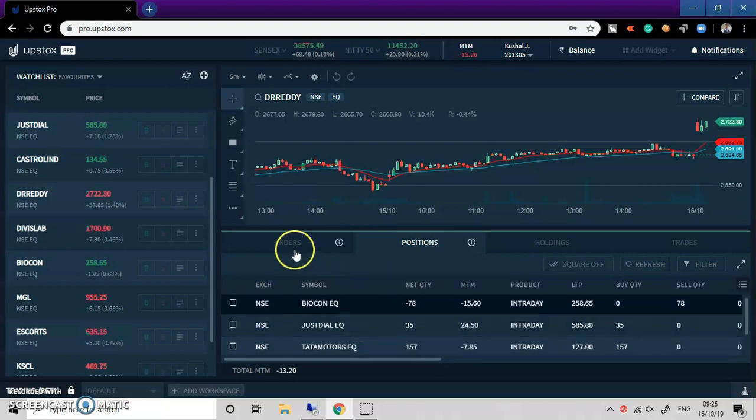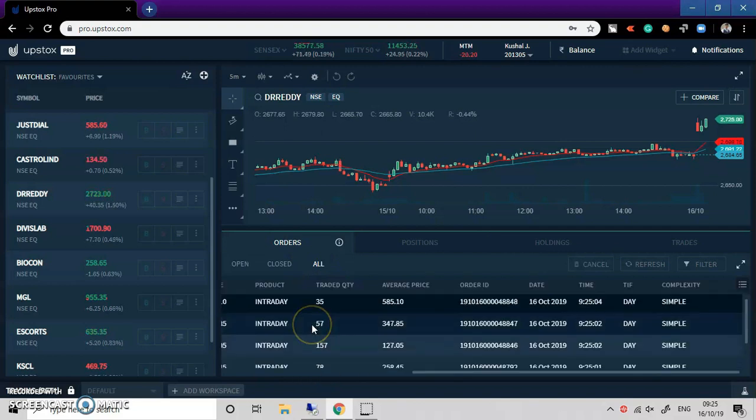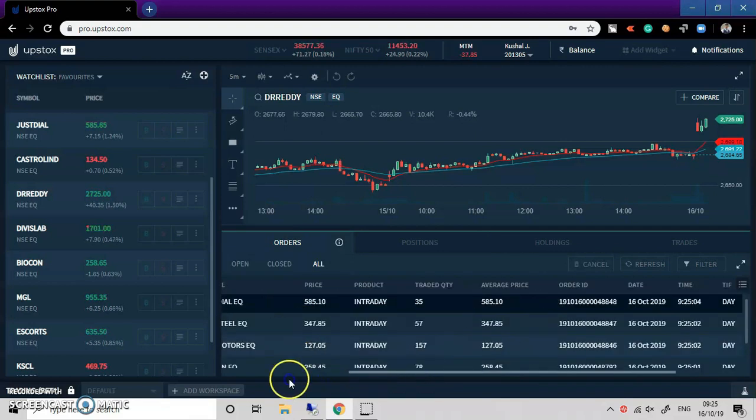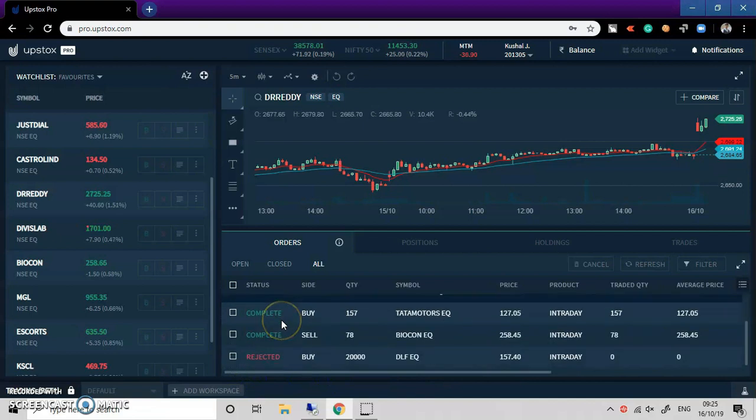However, in the order book, I think there's one order that is not getting executed. Let's check which. DLF. Now the mistake that I have done in DLF is that instead of giving 20,000 as exposure, I have given 20,000 as quantity. So it has actually placed an order to buy 20,000 shares of DLF.